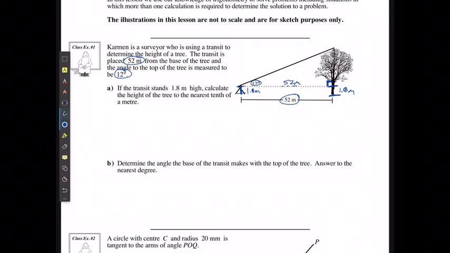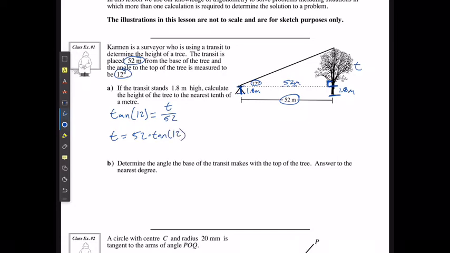So in this case, if I know my angle is 12, I know my adjacent is 52, and I'm trying to solve for the opposite, I'm going to use my tan ratio. I'm going to say that tan of 12 is equal to the height of the tree, let's call it T, over 52, which means that T is going to equal 52 times tan of 12. And this is going to give me 11.1.